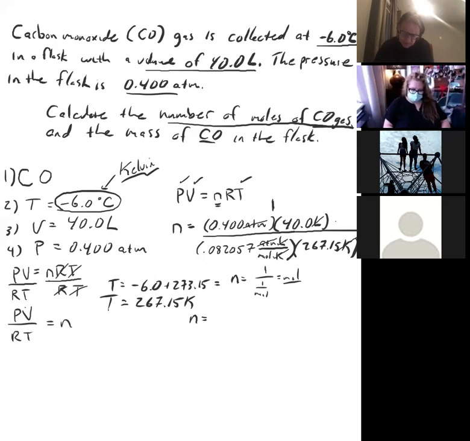0.4 times 40 divided by, oops, that's not right. 0.4 times 40 is 16 divided by 0.082057 divided by 267.15. And it looks like you get 0.729876144 moles. But of course, that's too many sig figs.